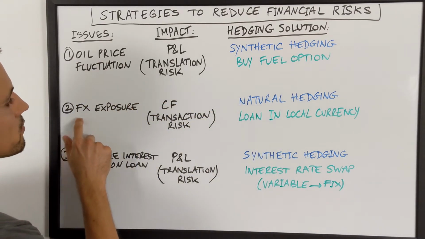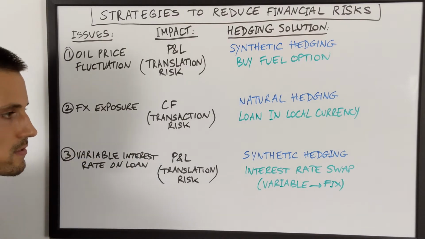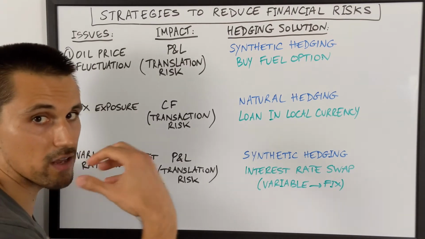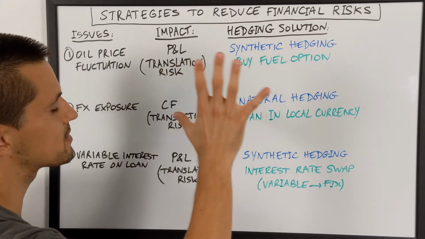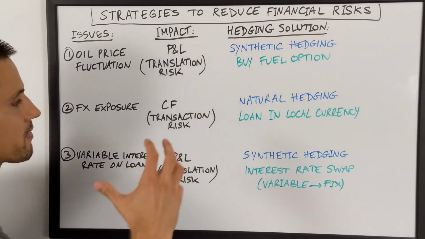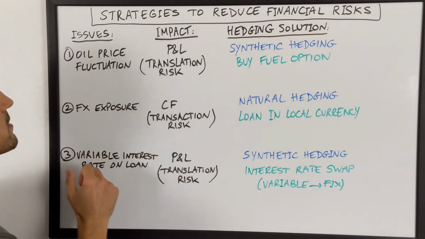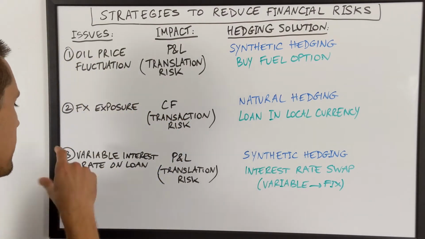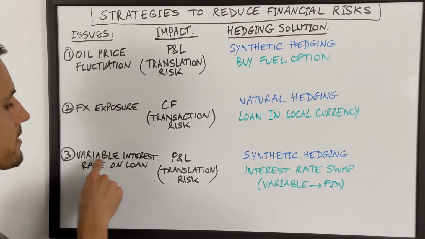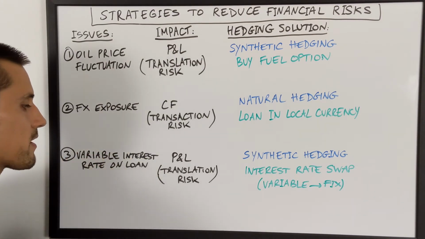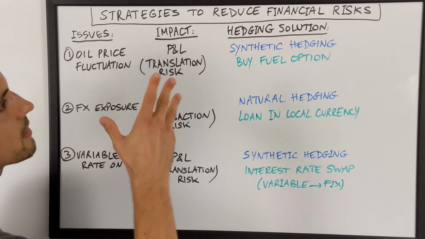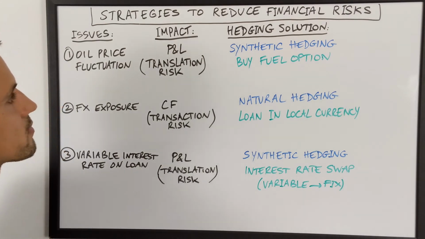Second problem was our foreign exchange exposure. As you remember, we are an international airline, which means that we have businesses all over the world and customers and businesses paying us in local currencies. We are US based. And the third one was that right now we have a variable interest rate on our loan, so now we can look at our hedging solutions.